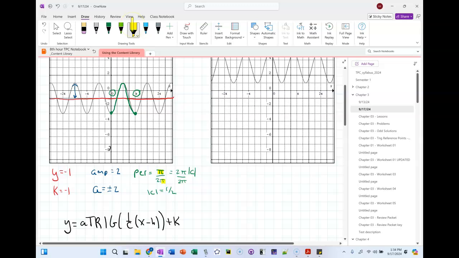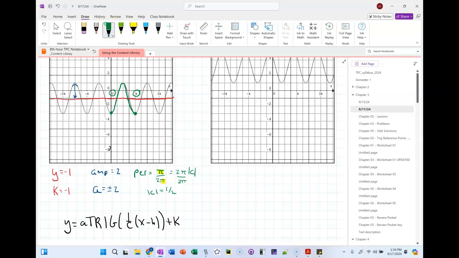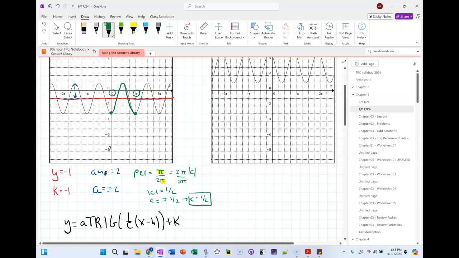Cancel, cancel. 1/2. Okay. So why is pi equal to 2 pi times the absolute value of C? Because pi is the period, and the period is 2 pi times the absolute value of C. To solve for the period, we looked at the graph. To solve for C, we take the period and set it equal to 2 pi times C. Now, C then would be plus or minus 1/2, but what did I tell you about the C's? Always use the positive for C.